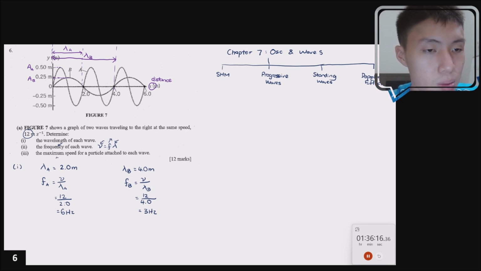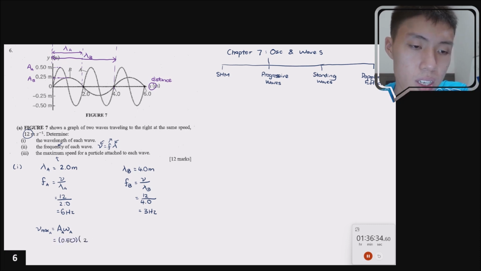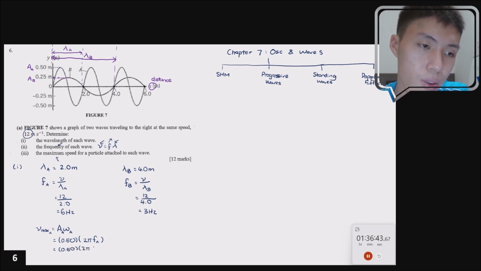Next, maximum speed. Maximum speed is v max. The equation is v max equals A omega. So v max for A, of course, you use amplitude for A and omega for A. Amplitude of A is 0.50, refer to the graph above. Then angular frequency is 2 pi times frequency of A. So this will be 0.50 times 2 pi times 6, since frequency of A is 6 Hertz. You need to find the answer.